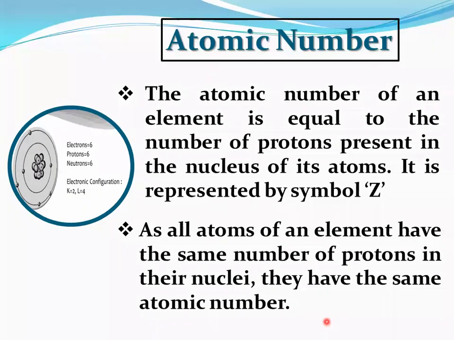Now, what is atomic number? Observe this diagram in which at the central nucleus, electron, proton and neutrons are present. Around the nucleus, we observe electrons. How can we define atomic number? The atomic number of an element is equal to the number of protons present inside the nucleus of its atom. It is represented by the symbol Z. As all atoms of an element have the same number of protons in their nuclei, they have the same atomic number.